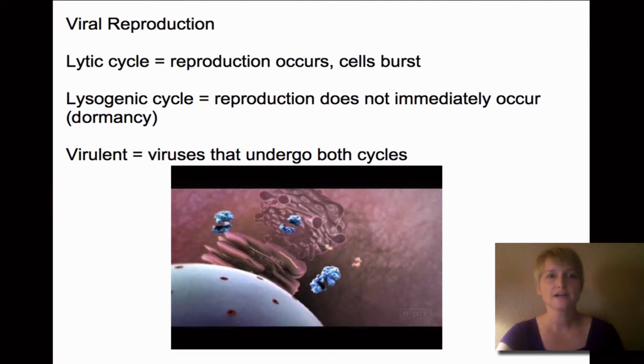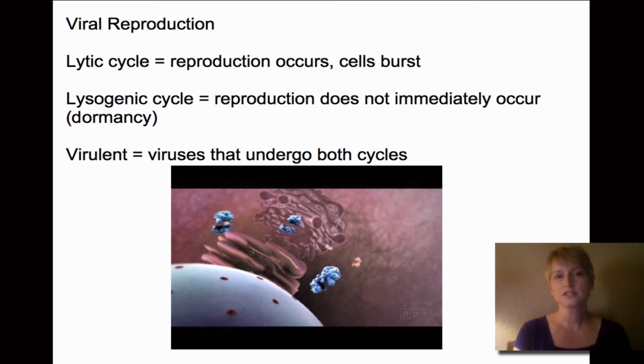All right, so viral reproduction. What happens during the lytic cycle is the virus goes into a cell and uses that cell's machinery to reproduce itself, and then it causes the cell to burst. It kills the cell and the reproduced virus moves on.